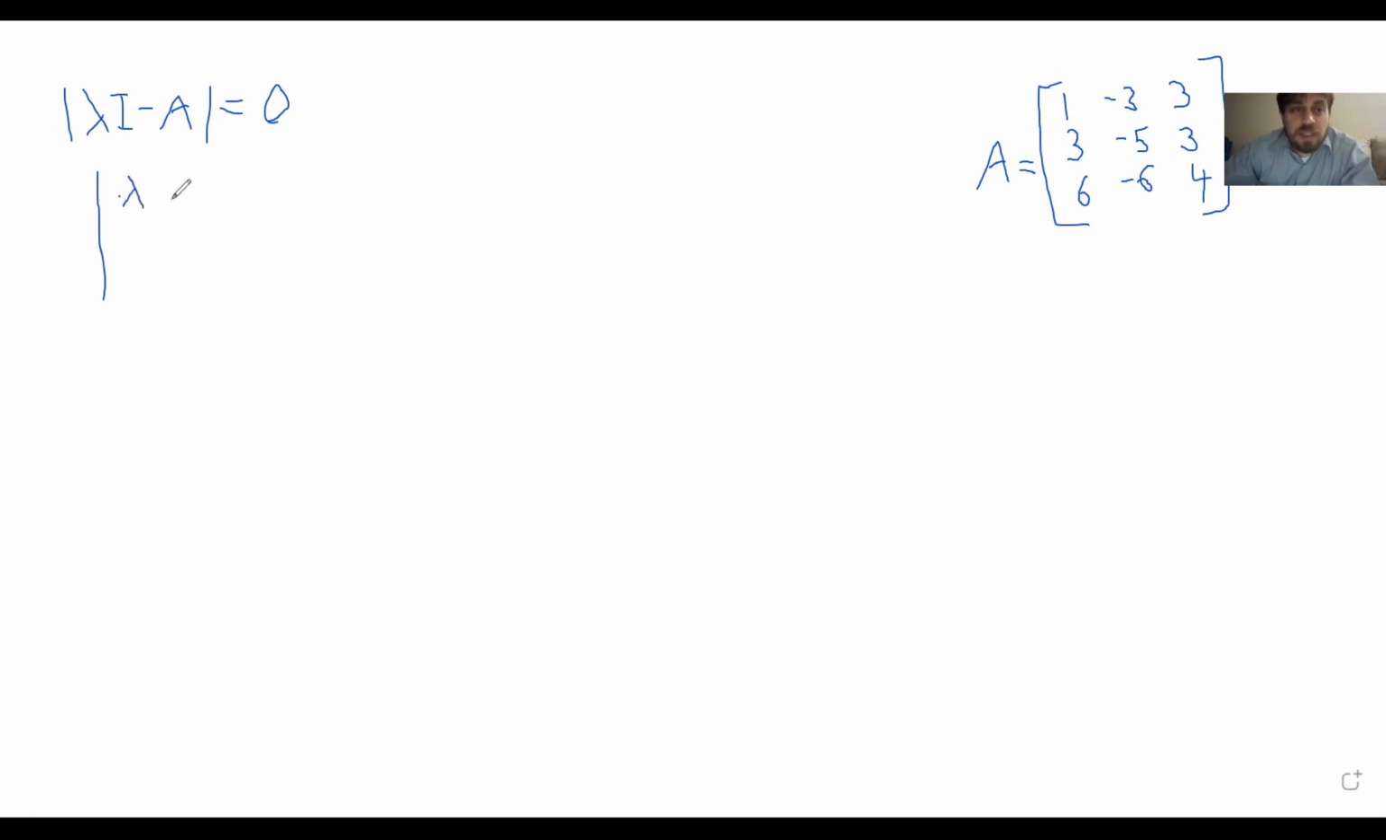So we get lambda minus 1, 3, -3, -3, lambda plus 5, -3, -6, 6, and then lambda minus 4. Basically, you're taking the negative of all the entries in A, and then you're adding lambda on the main diagonal. So the determinant of that matrix is equal to 0.